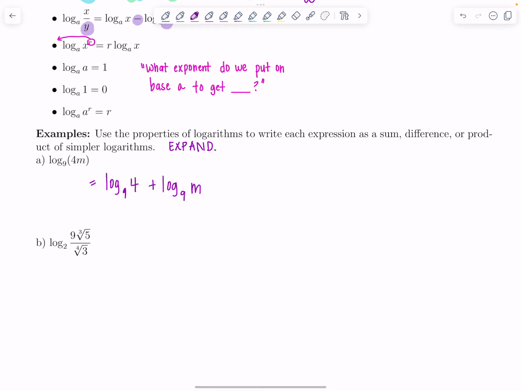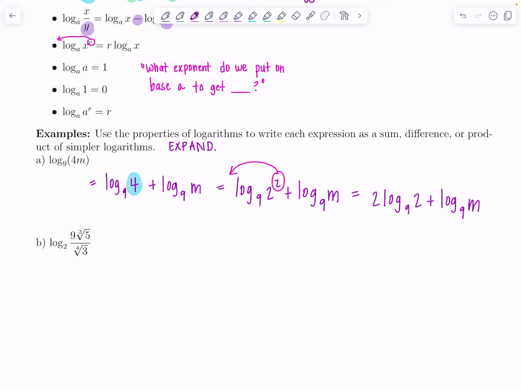And then we can simplify further because notice I can reduce 4 and write it as 2 squared. So this is log base 9 of 2 squared plus log base 9 of m. And then I can lastly bring that 2 in the front, and then I have 2 log base 9 of 2 plus log base 9 of m.